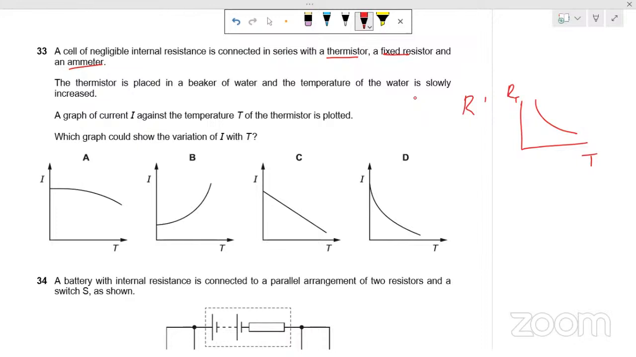As temperature is increased, resistance should decrease, causing an increase in current. If resistance is decreased, according to V is equal to IR, current will increase. So there is only one possibility where current is increasing, that is V. At zero temperature, the resistance is maximum, so current is minimum.